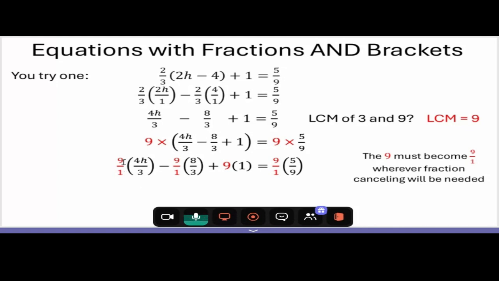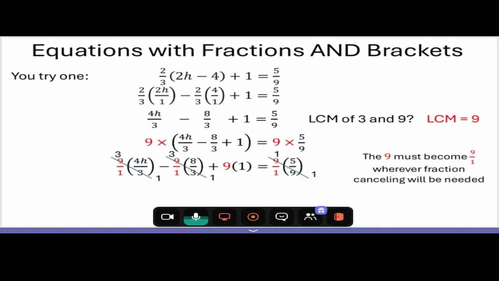And look at that, they do. 9 over 3 reduces to 3. 9 over 3 reduces to 3. 9 over 9 reduces to 1. Let's do that one at a time. Of course, when I say reduces to 3, it's 3 over 1, but we don't need to say the over 1, right? So like so. All of the bottoms become 1, which is exactly what we wanted, so there are no fractions left.